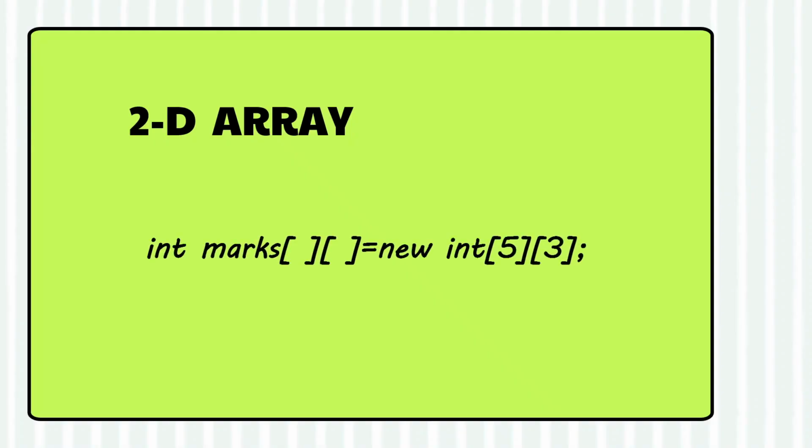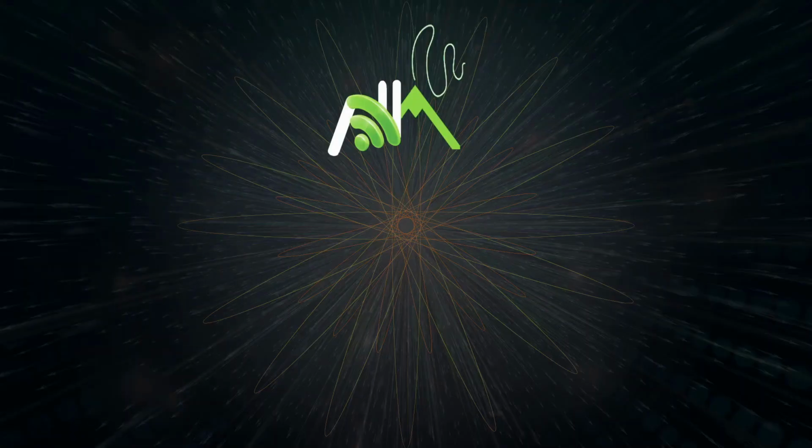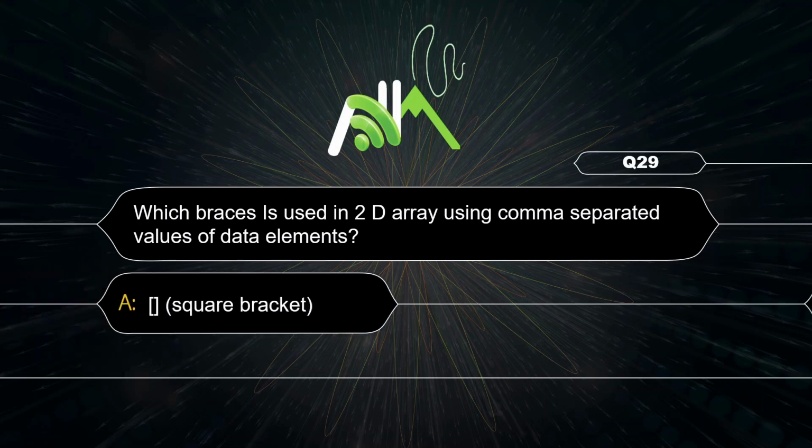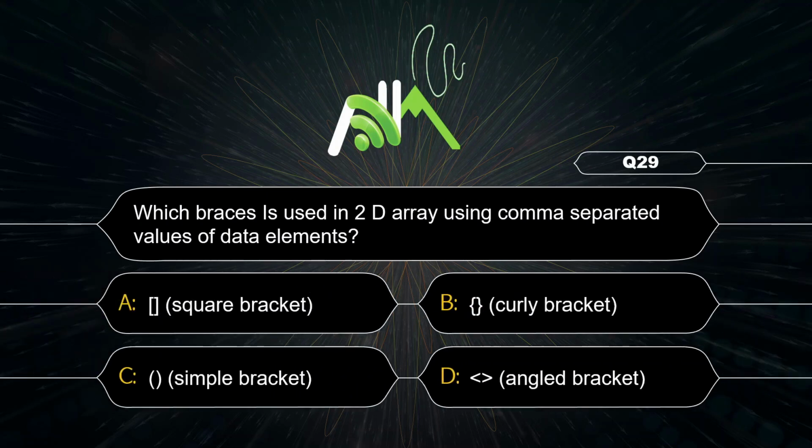2D array. In a 2D array, we have two square brackets. The first square bracket is for the row and the second square bracket is for the column. Which braces are used in a 2D array, with comma separated values?